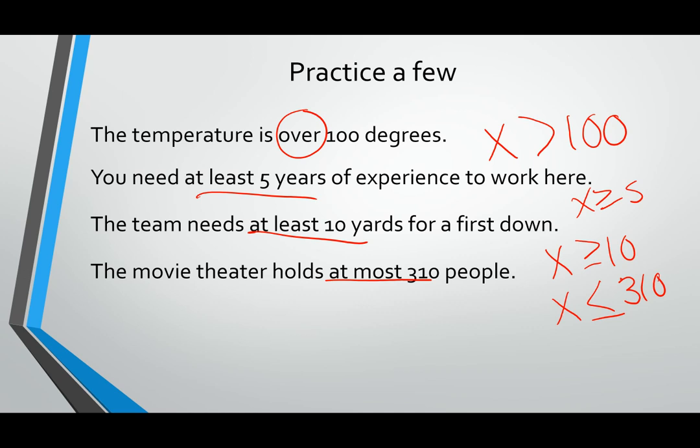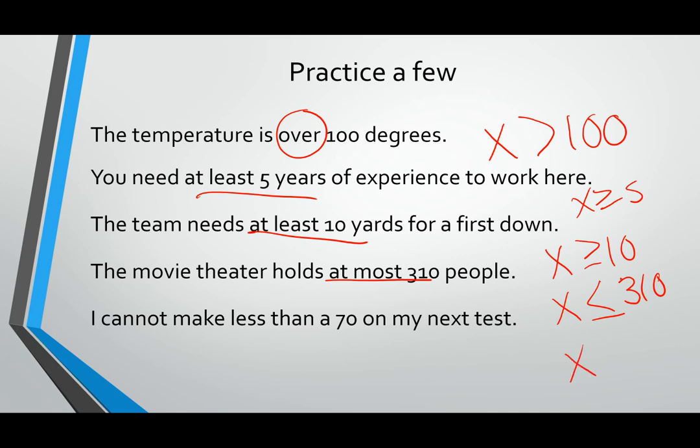All right, and then one more. I cannot make less than a 70 on my next test. So the score that I need to make on my test cannot be less than 70. So it has to be more than 70. Can it be equal to 70, or does it have to be strictly more than 70? I cannot make less than a 70, so I could make a 70, right? So I will include it: greater than or equal to 70.